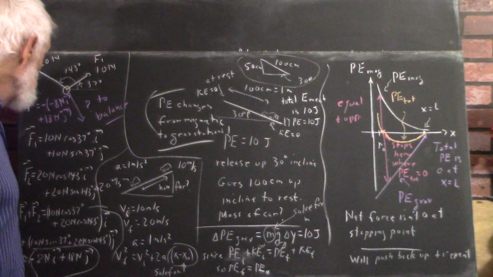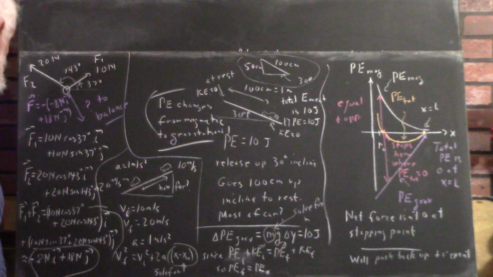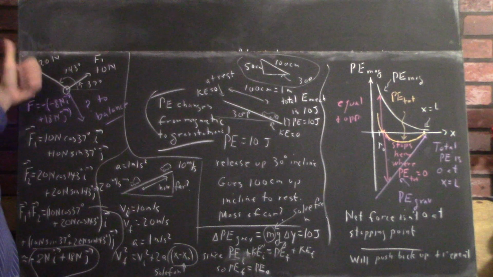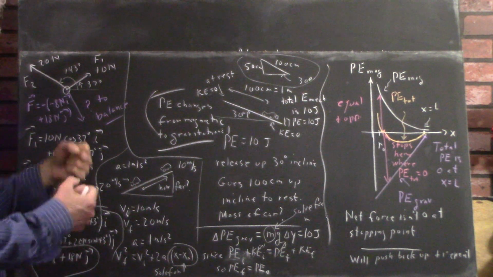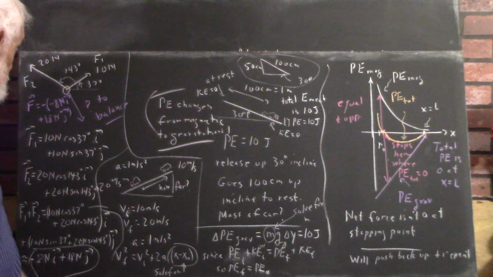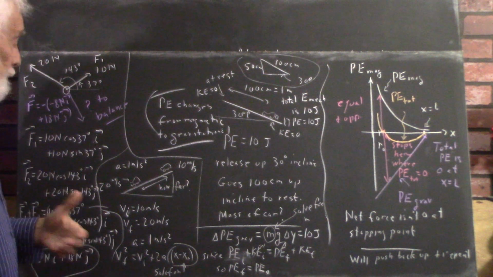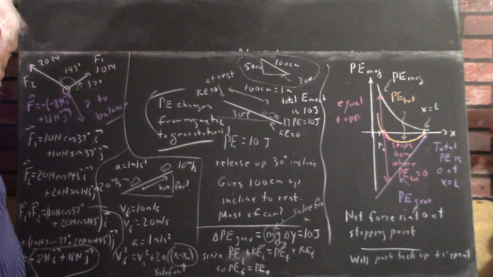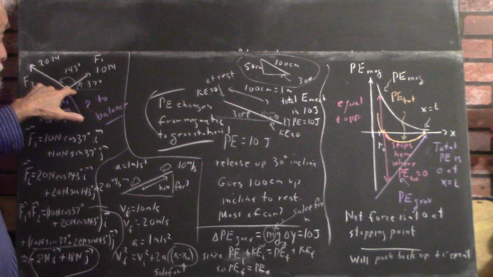Okay, another situation: we've got a ring with a 10 newton force at 37 degrees and a 20 newton force at 143 degrees acting on the ring. We want to know exactly what force, magnitude and direction, or vector force, is required to balance these two forces. Well, we find the resultant of these two forces.